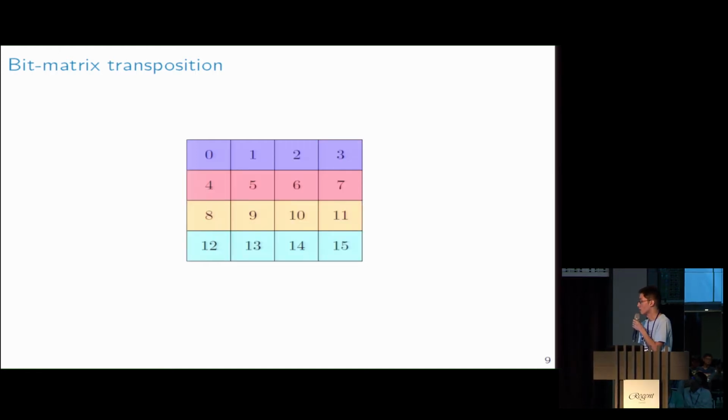And how about the larger cases? If you have 4 times 4, then we also do the same first. And then we just recursively transpose each of the 2 times 2 blocks like this. And then magically you have the transposed matrix at the end.